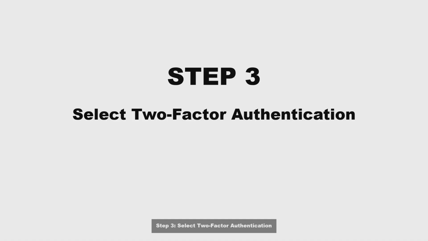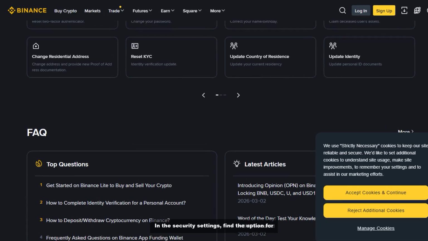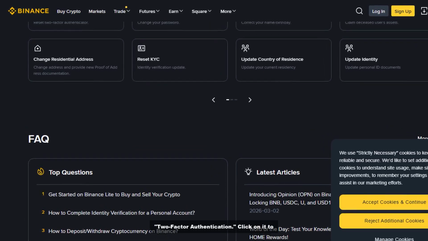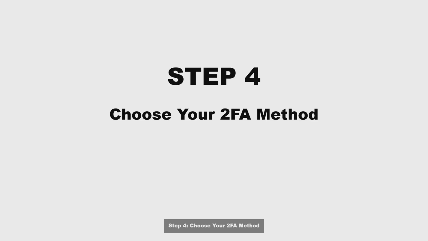Step 3. Select two-factor authentication. In the security settings, find the option for two-factor authentication. Click on it to begin the setup process.